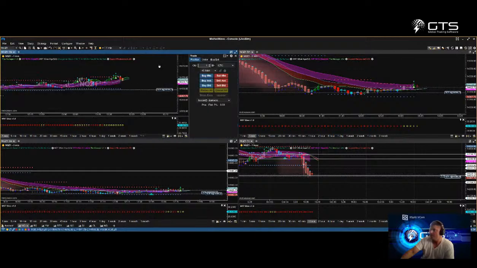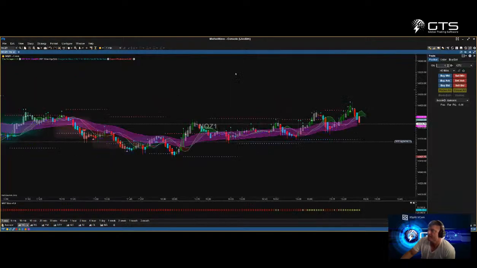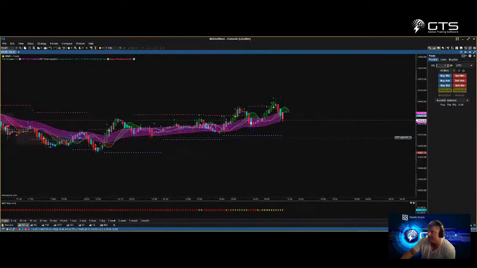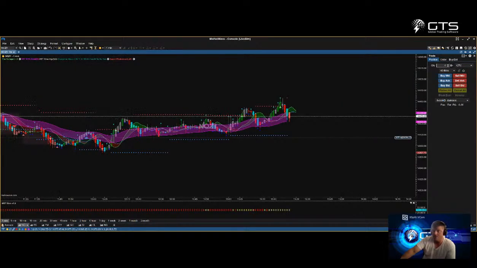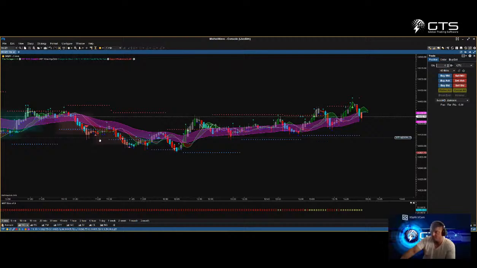Let's see here. Yeah. So if it's inside this cloud right here, like it is right now, like it has been for a while, it's teasing with the cloud. Don't take a trade. Don't do it.